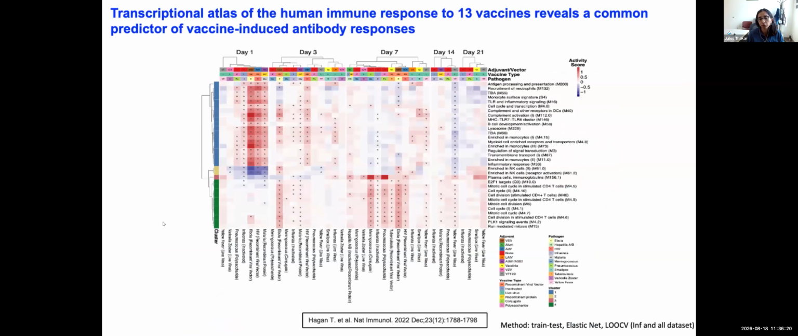And here is again a brief overview of the type of analysis we can do using this dataset. Since we have multiple time points, you can start to ask, what genes are induced across different vaccines, or what modules are expressed across different vaccines. Here I'm showing you each row is a gene expression module, and each column is a vaccine, and you can see what modules are induced on day 1, day 3, and day 7, and so on.